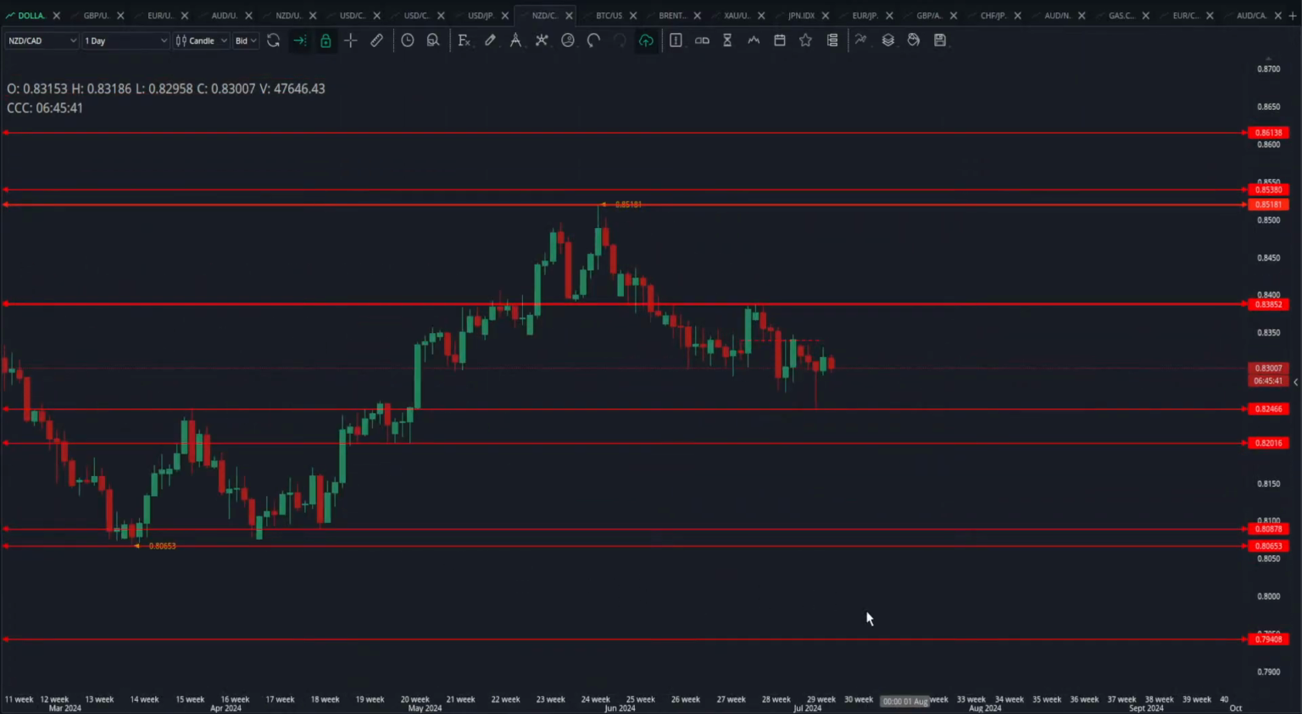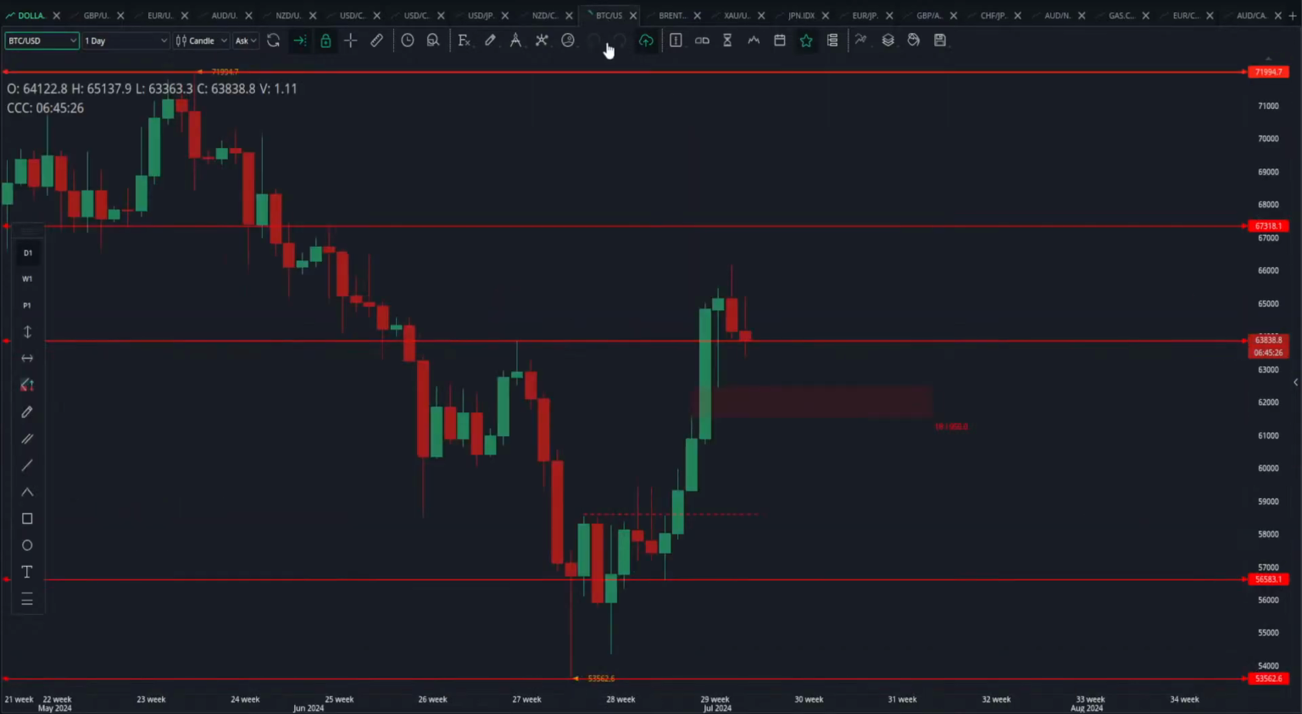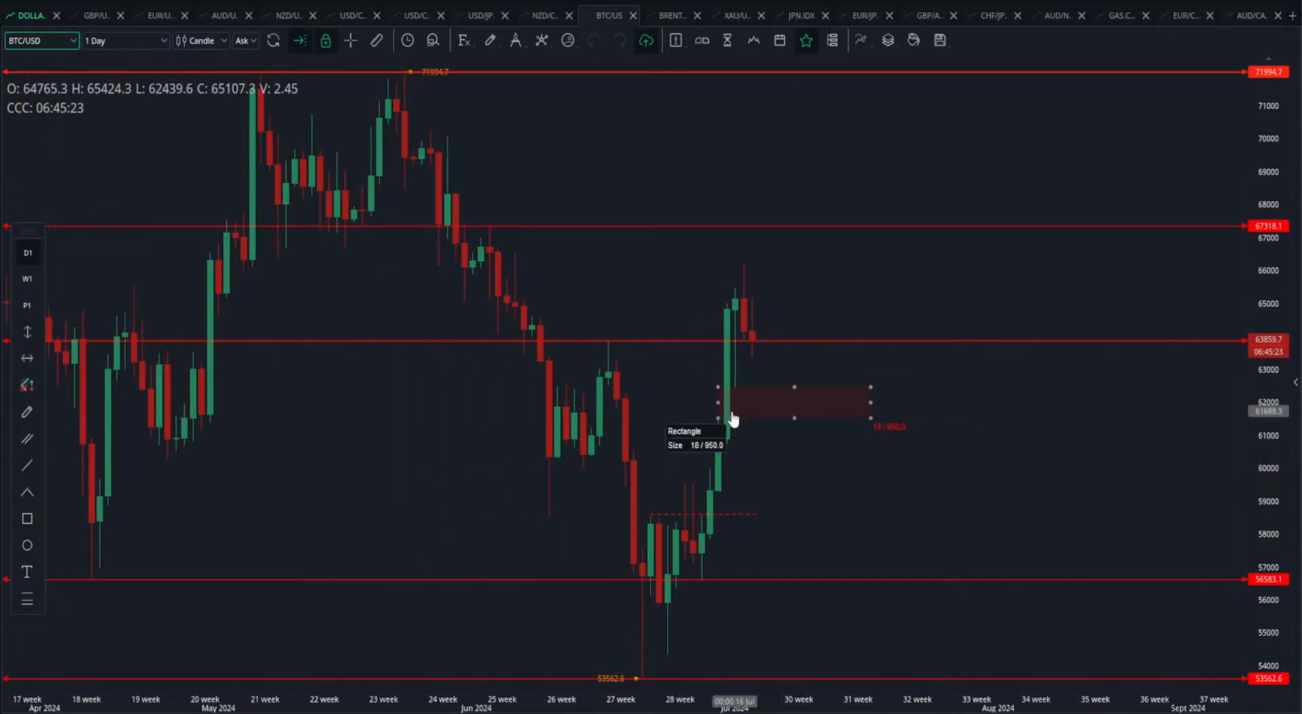And if we have to start buying this market, then the price has to go above this resistance for us to become buyers. 0.8345 is the resistance above which we can become buyers in the New Zealand CAD, which I am not willing to do right now. Bitcoin, we discussed about this.